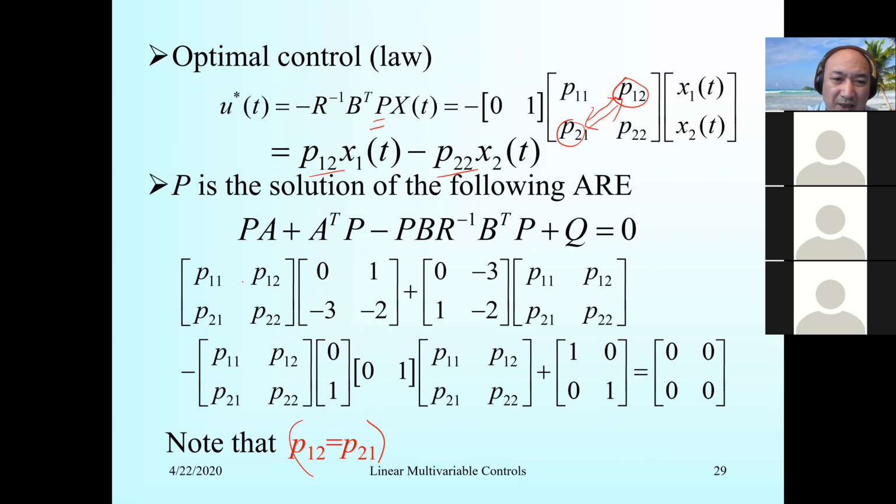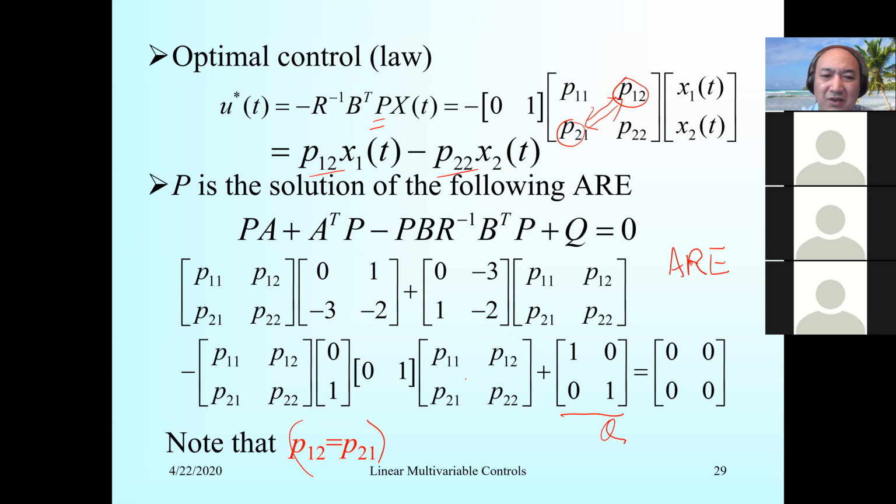So then we split this one into matrix. So you can see here, you have PA, AP, okay, A transpose will become this. You have PBRB is 0, 1. You have this. The Q here is identity matrix, Q. So in the end, we should write is 0. So this is the ARE, algebraic Riccati equation.